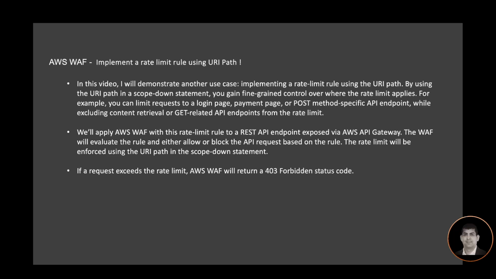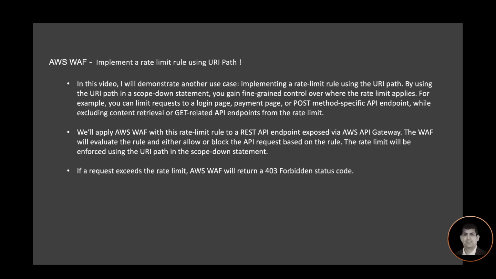By using the URI path in a scope down statement, you gain fine-grained control over where the rate limit applies. For example, you can limit requests to a login page, a payment page, or a POST method specific API endpoint while excluding other content retrieval or GET related API endpoints from the rate limit.